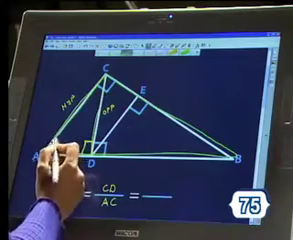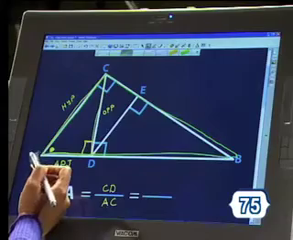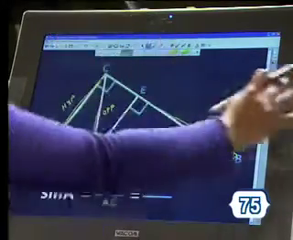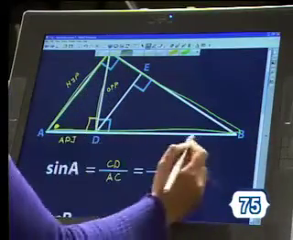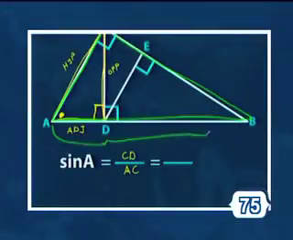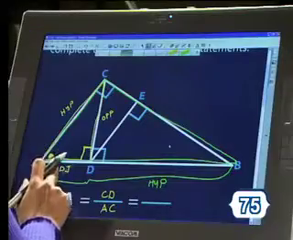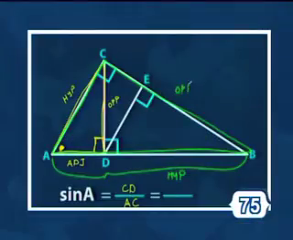So once again, we're looking from angle A. In the big triangle, which is now in green, ABC, it's always best to first identify your hypotenuse. The one opposite the 90 degrees is going to be side AB. From angle A, the opposite side would be side CB, and the adjacent side would be AC.